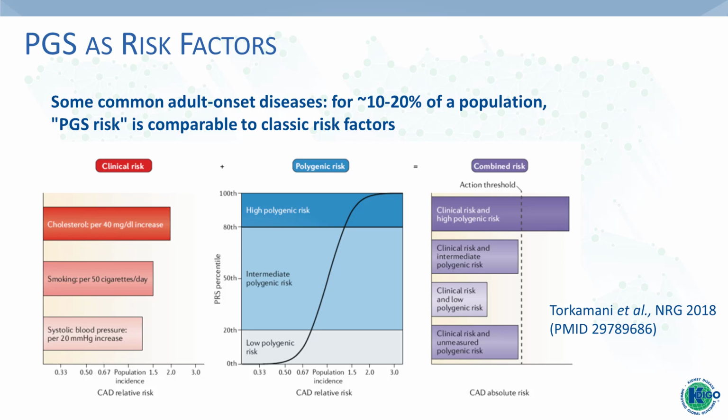On the left, you see the 3 classic CAD risk factors: cholesterol, smoking, and high blood pressure. If you add a PGS for CAD, you arrive at a combined risk. Taken together, the absolute risk for CAD can surpass a given action threshold, which may then have a clinical meaning or prompt certain actions.